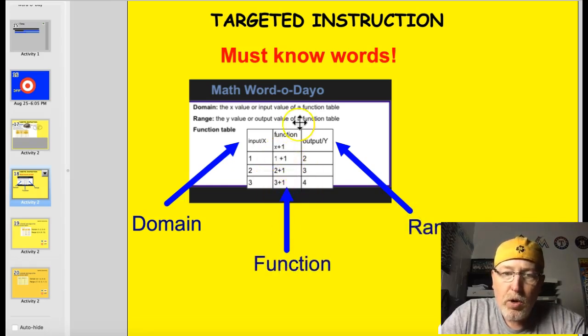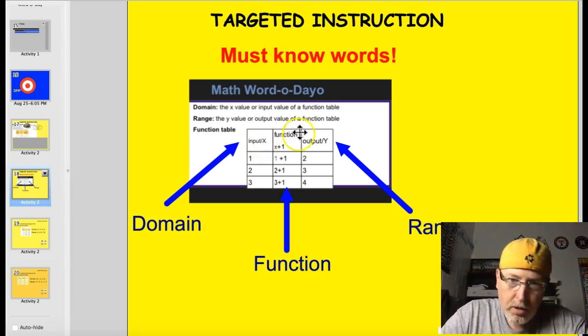And of course, we don't always show the function part. Sometimes we just show an x and y table, but that's the function, what's happening. You've been looking at these since you were little kids, and you looked at little robots where you put something in one robot arm, and it comes out the other. Same thing: input, output, domain, range.